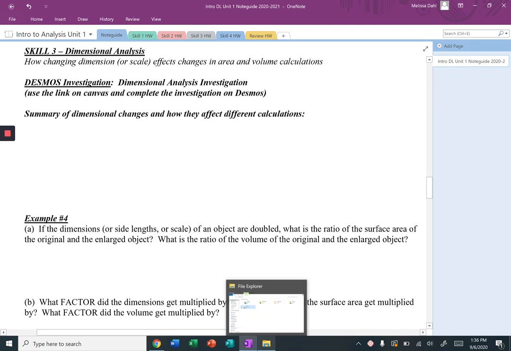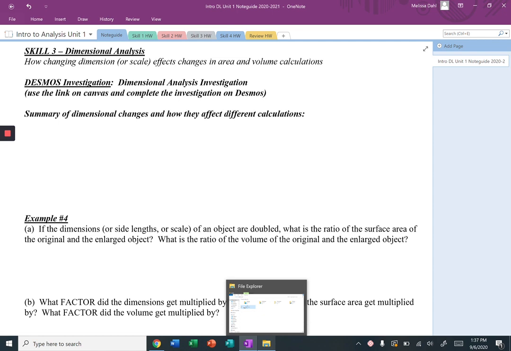This lesson is going to go through analyzing dimensions. So when we make changes to a figure, if we enlarge something or reduce something, what do we see happen to the side lengths? But then we want to be able to understand immediately, without having to do a bunch of calculations, how that affects the change in the area and the change in the volume.